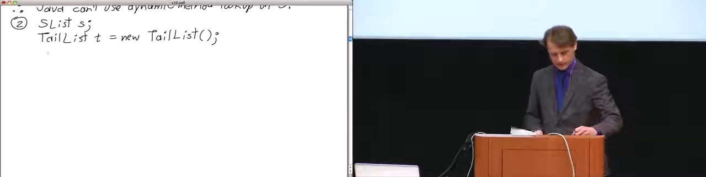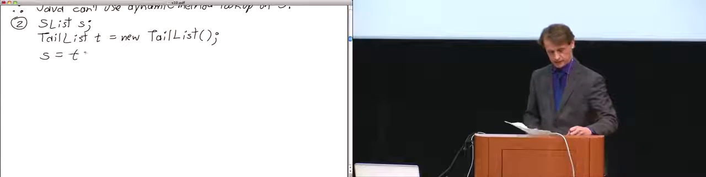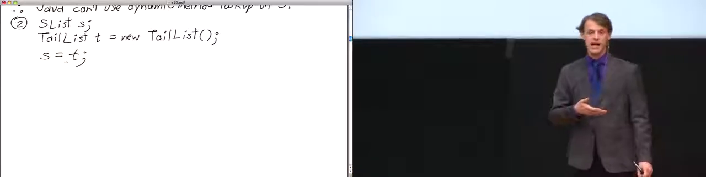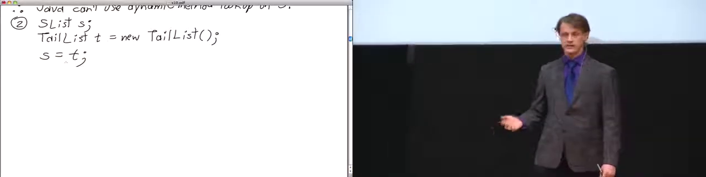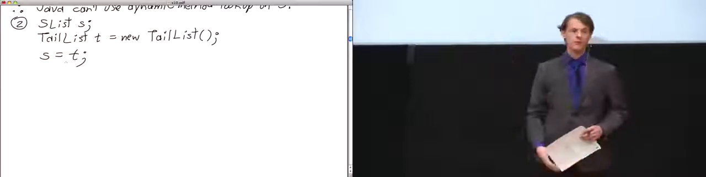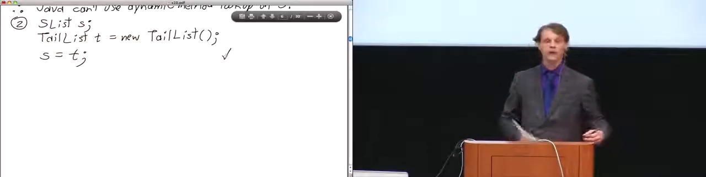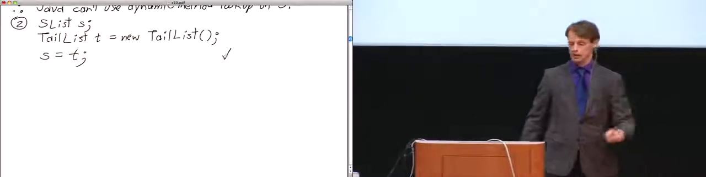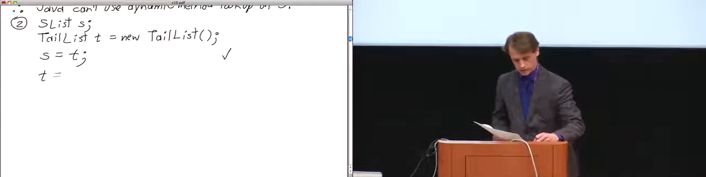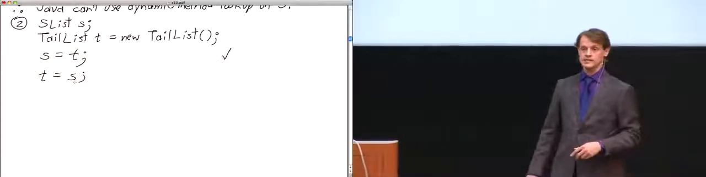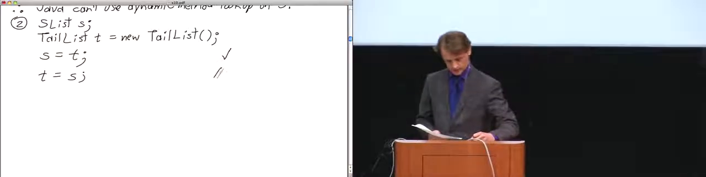And now suppose I write S equals T. So I'm assigning something of static type TailList to something with static type SList. Every TailList is an SList, so this can always be done. So Java is happy. It will compile and run this code. But now suppose I try to do it the other way around. Suppose I say T equals S. Well, not every SList is a TailList. So Java doesn't like this statement. It gives you a compile time error.